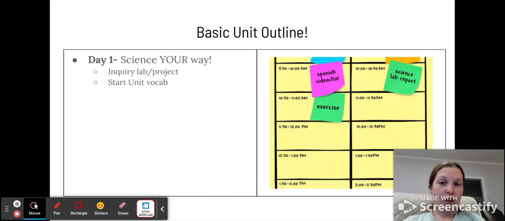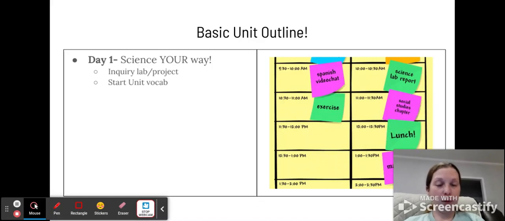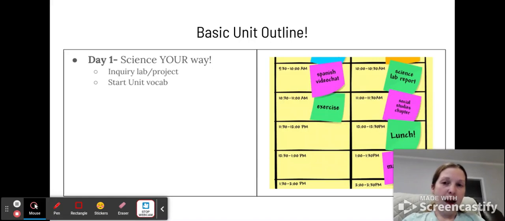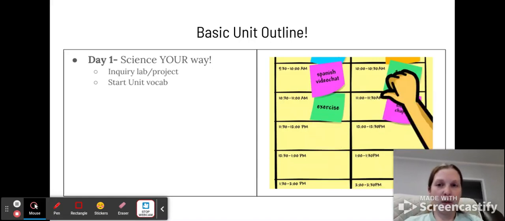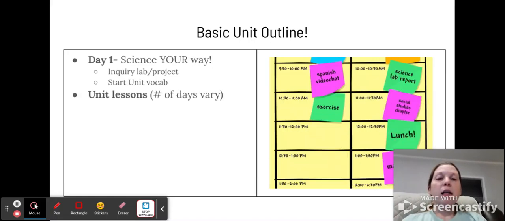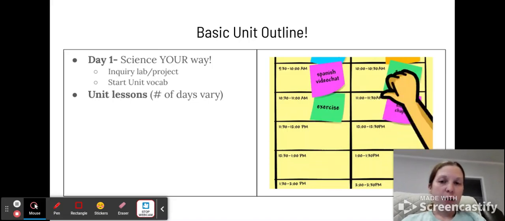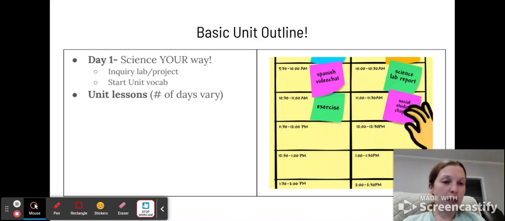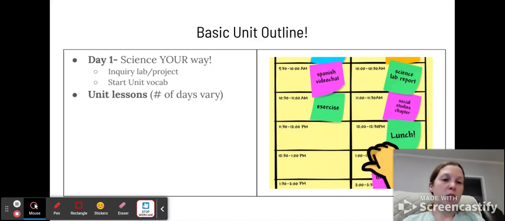And you can also start your unit vocab. So if you're waiting on other people to get finished before we can start the Science Your Way lab, you can be working on your vocab for the next unit. Then each day following Science Your Way, you're going to have a unit lesson. This number of days will vary based on how many lessons are in each unit.